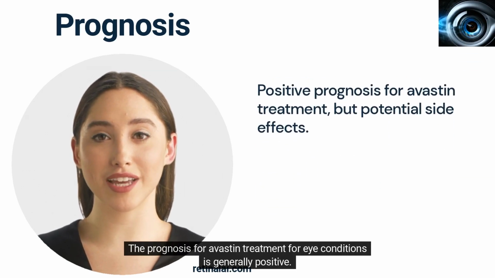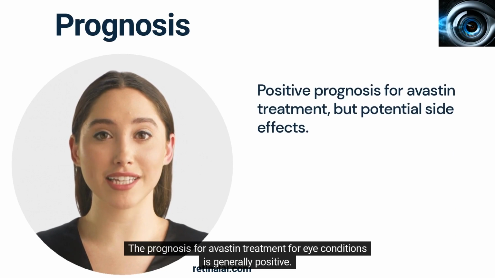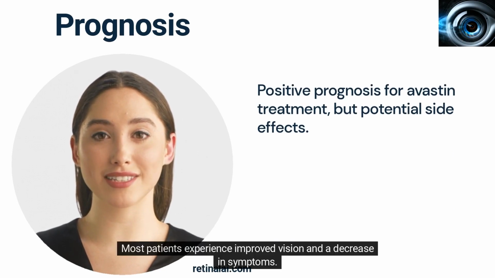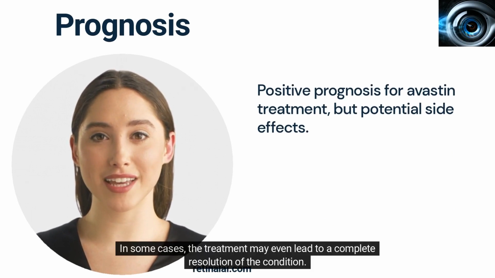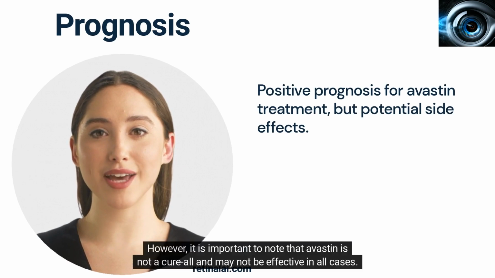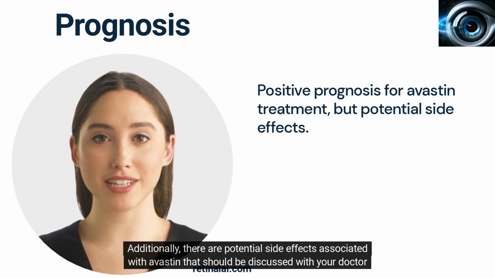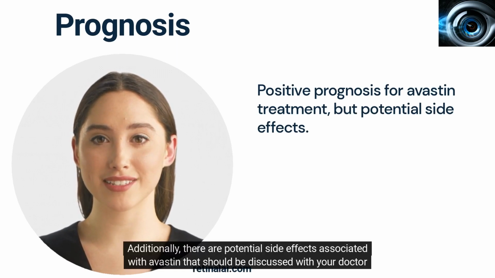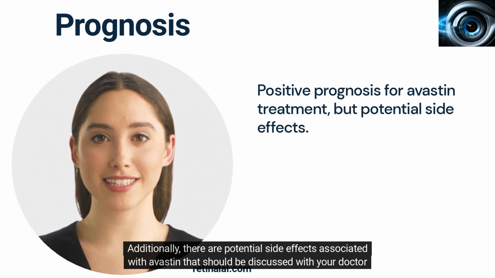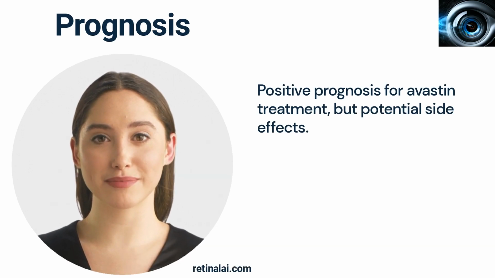The prognosis for Avastin treatment for eye conditions is generally positive. Most patients experience improved vision and a decrease in symptoms. In some cases, the treatment may even lead to a complete resolution of the condition. However, it is important to note that Avastin is not a cure-all and may not be effective in all cases. Additionally, there are potential side effects associated with Avastin that should be discussed with your doctor before beginning treatment.